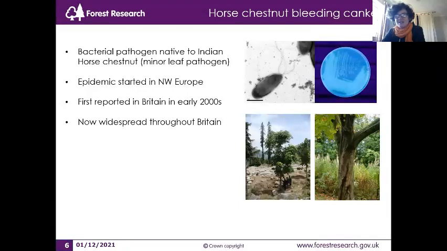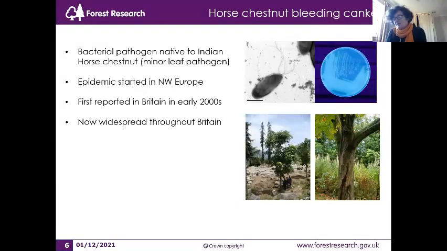Now, interestingly, the bacterium originates in India. It was first reported on Indian horse chestnut, causing just a very minor leaf spot disease, nothing significant at all, largely because it has probably evolved on this host, and the host has evolved with the pathogen, so it doesn't cause such severe damage. The Indian horse chestnut is native to the lower regions of the Himalayas, the Himachal Pradesh region of India, in cool, wet, cloudy climatic conditions.